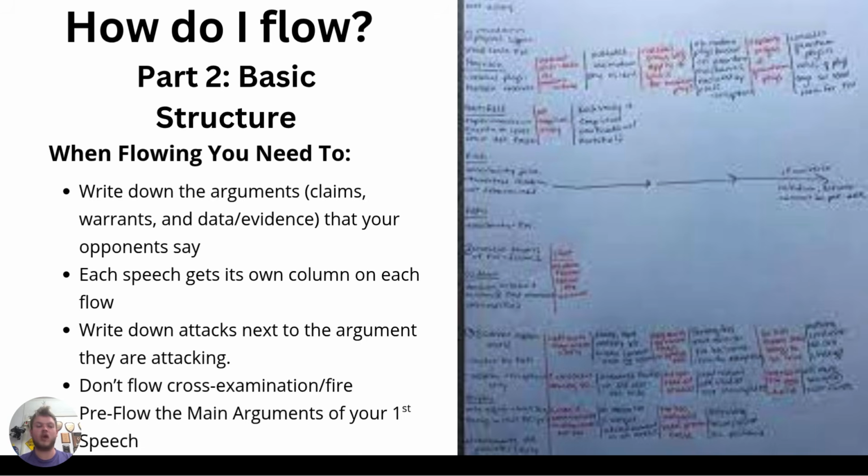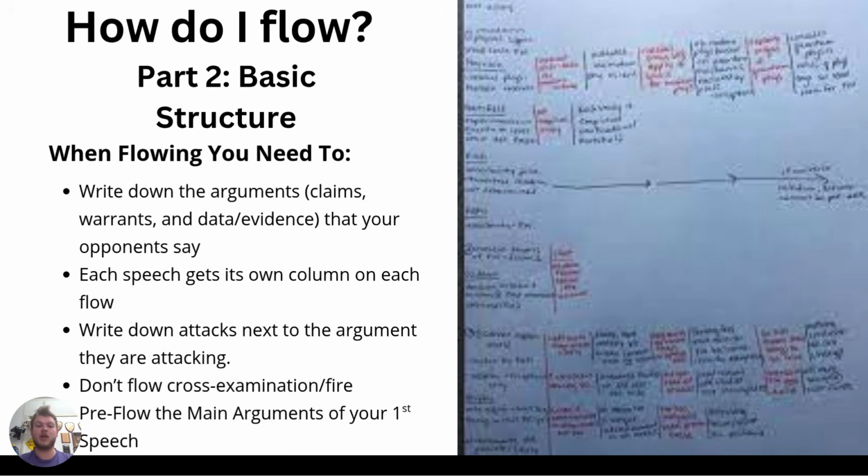One important thing to know is that we don't flow cross-examination or crossfire because it's not a speech. You can write questions on your flow if you have extra space, or you can star things that you want to ask a question about, but a cross-examination period is not a speech, so it does not get its own column.